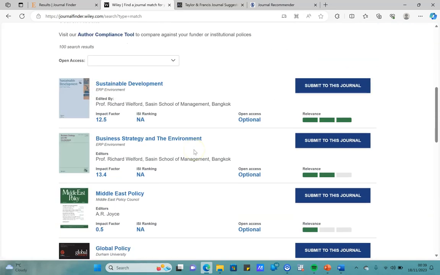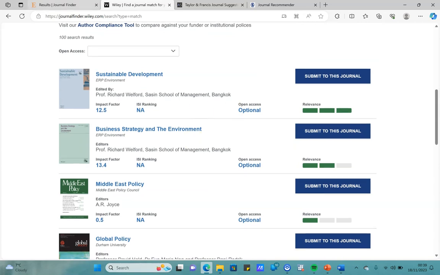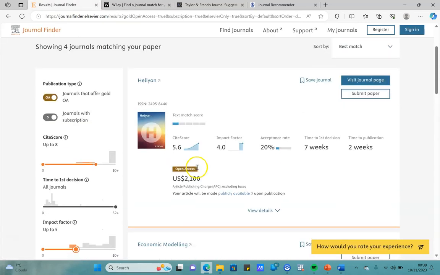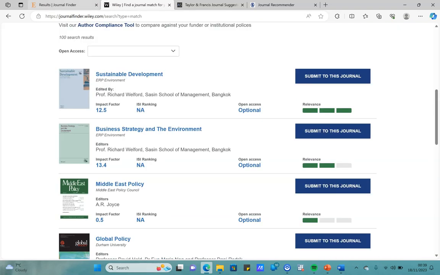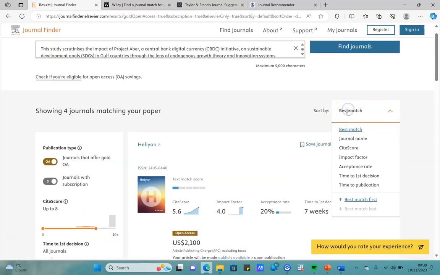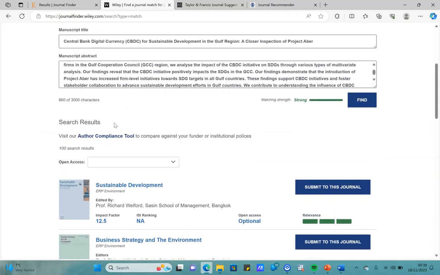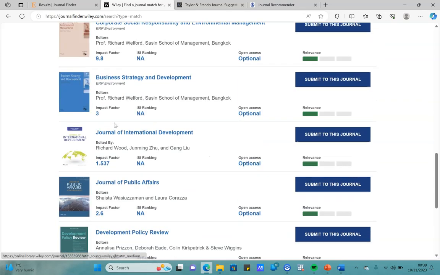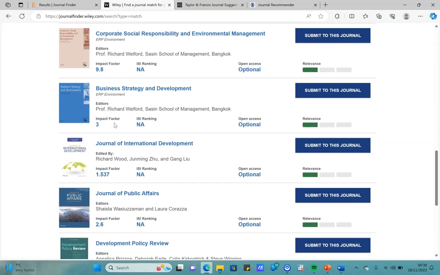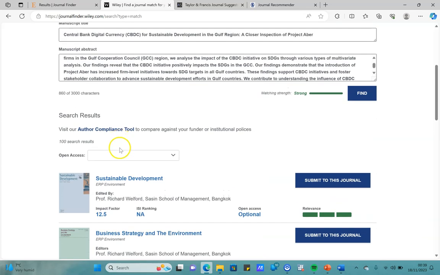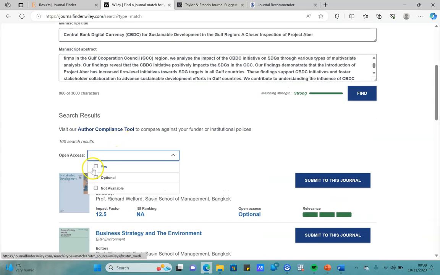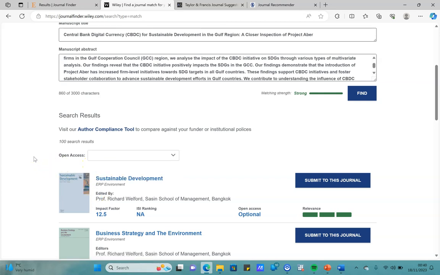But it does not give you that much option like what Elsevier is giving with some filtering options. Some sorting options are also there with Elsevier, but with Wiley, you just have this option, and this is it. So you don't have any option to filter or sort or anything. You have this option to see whether they have open access, yes, optional, not available. So if you are looking for an open access, it's a nice feature for you.